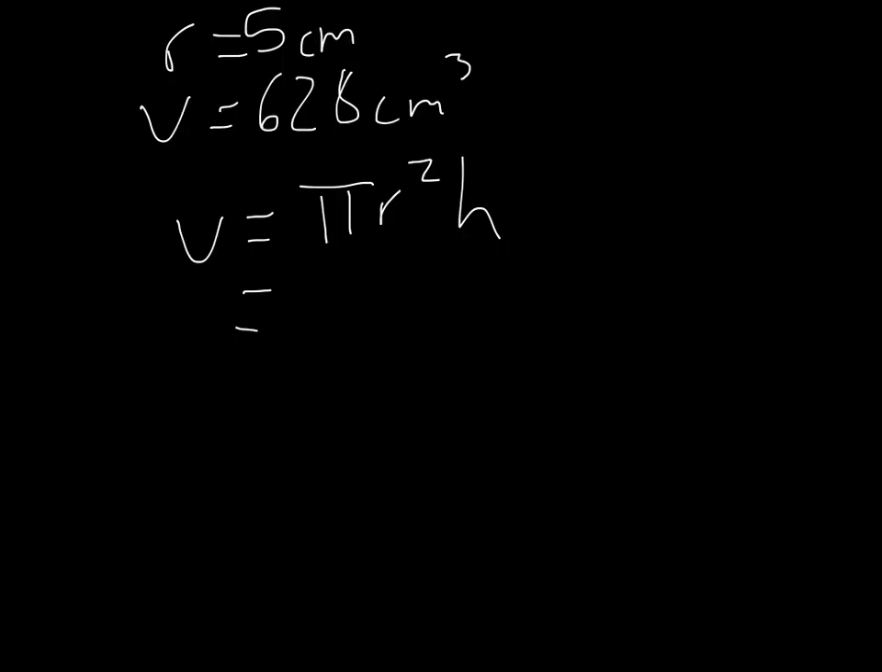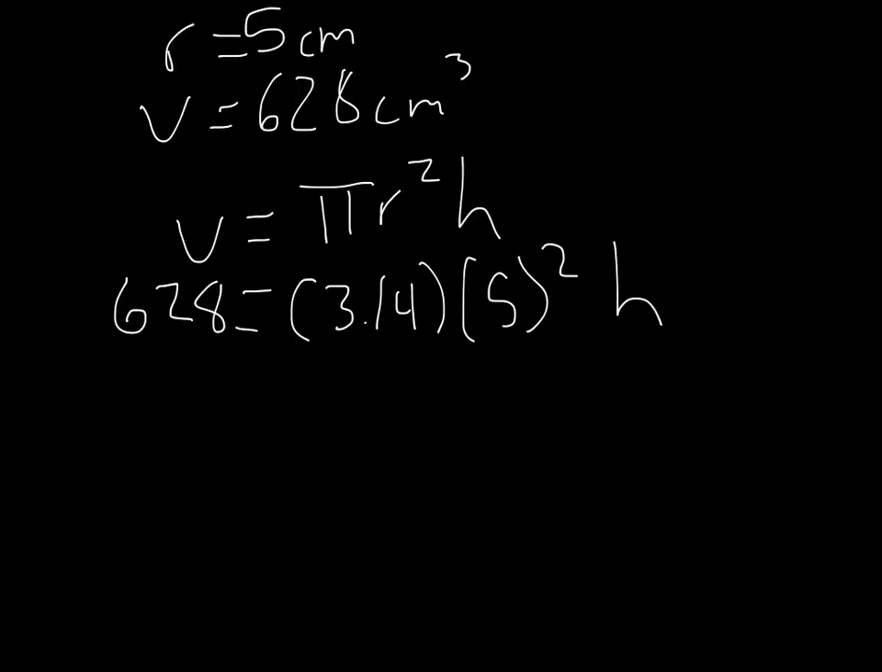So in this case, I'm going to have one of those different situations in which one of the things I know is on this side. 628. Yeah, 628, but it's on the other side. And I'm going to have to leave it there until I can do something with it. Equals, just like before, 3.14 times 5 squared, h, because h is the thing I don't know. If you did not get this, do what some of the other people here are doing and fix the answer you have in your homework.